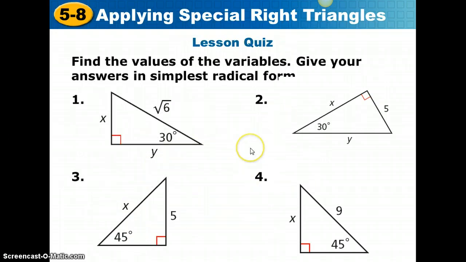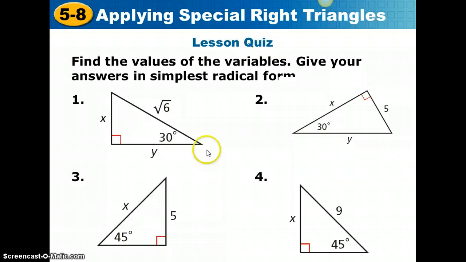All right, you'll notice here we have a lesson quiz. We have some problems that are more examples that you can work on. Why don't you take a few minutes and try and find answers here, and then I will display the answers in just a few moments. Pause the video so that you can get all these worked out, and then when you have all the answers on your paper, then you can click play.